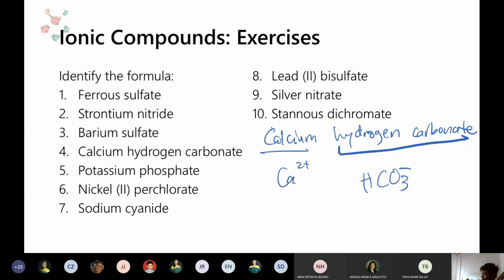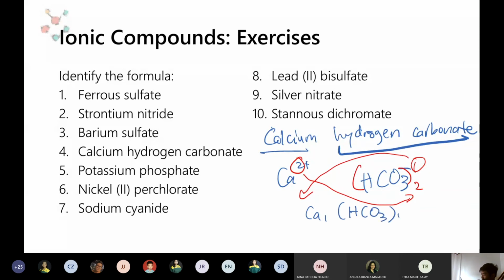Then what's next? Polyatomic ions, lalagyan ko ng parenthesis. Yung 2, nasa labas. Yung 1, nasa baba. So the formula is Ca1, HCO3, 2. Or CaHCO3, 2. Okay, so ganun lang yung techniques natin.